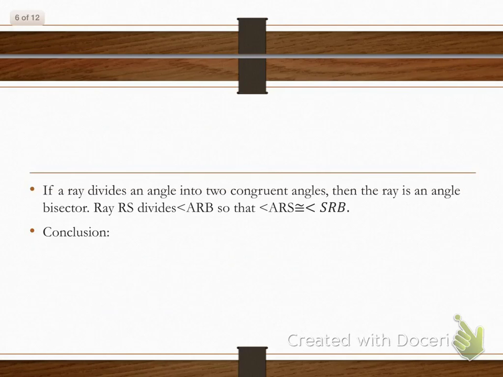If a ray divides an angle into two congruent angles, then the ray is an angle bisector. Ray RS divides angle ARB so that angle ARS is congruent to angle SRB. So then we would say ray RS is an angle bisector.